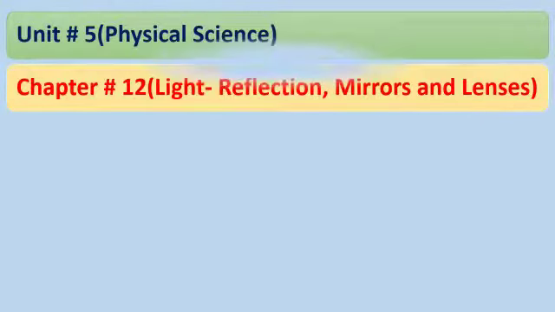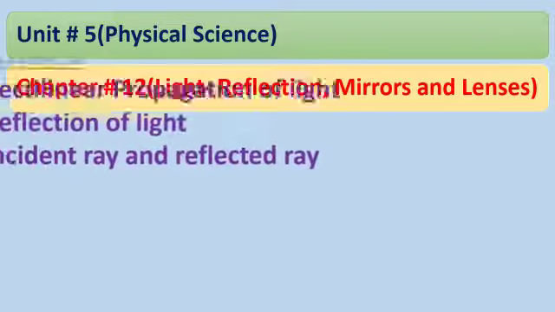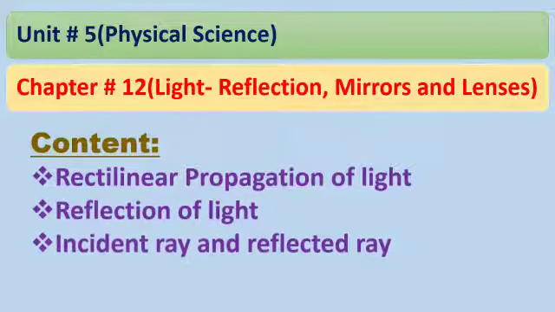After completing chapter number 9, we have done unit number 5, physical science, and chapter number 12, light, reflection, mirrors and lenses. In this chapter, we discussed the rectilinear propagation of light. This means when light travels in a straight line, this propagation is called rectilinear propagation of light.